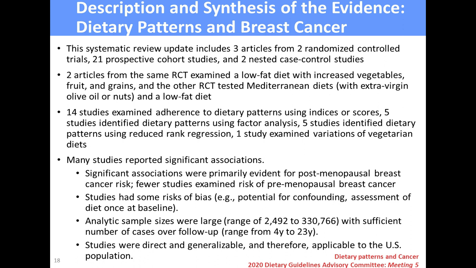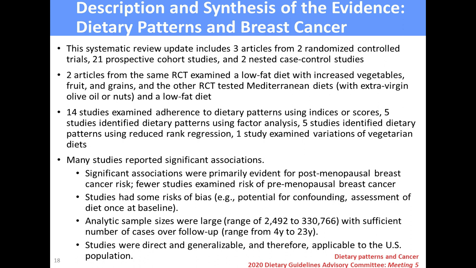This systematic review, looking at dietary patterns in breast cancer, includes 3 articles from 2 randomized controlled trials, 21 prospective cohort studies, and 2 nested case control studies. 2 articles from the same RCT examined a low-fat diet with increased vegetables, fruit, and grains, and the other RCT tested Mediterranean diets with extra virgin olive oil or nuts and a low-fat diet. 14 studies examined adherence to dietary patterns using indices or scores. 5 studies identified dietary patterns using factor analysis, 5 identified dietary patterns using reduced rank regression, and 1 examined variation of vegetarian diets.